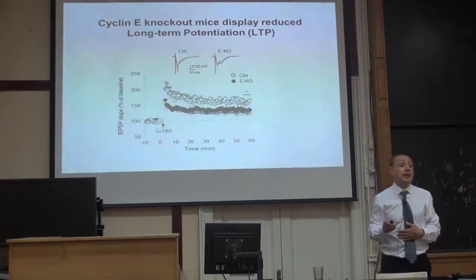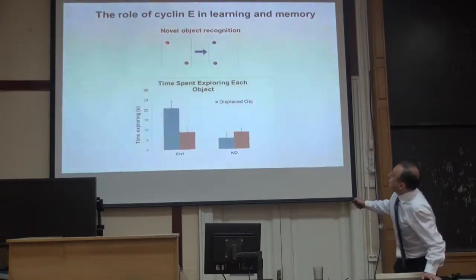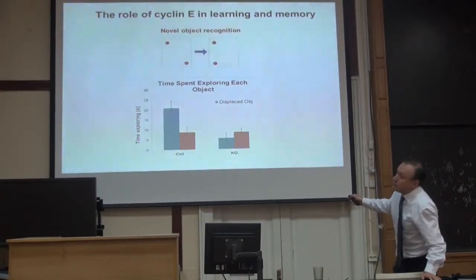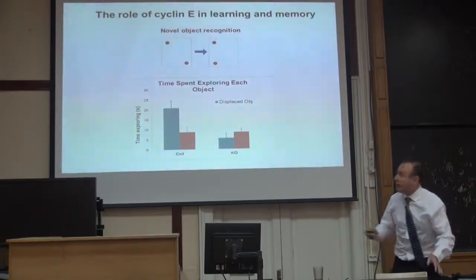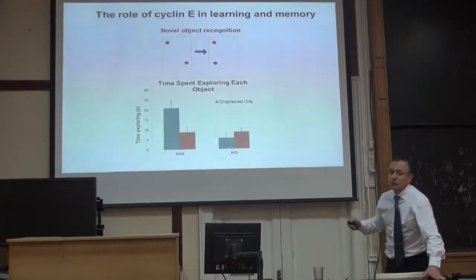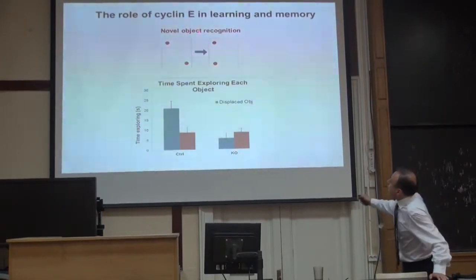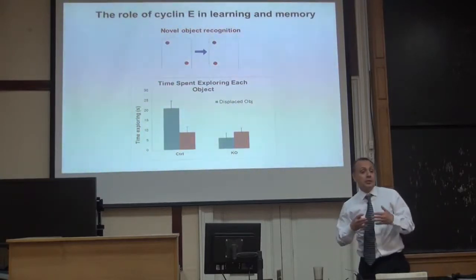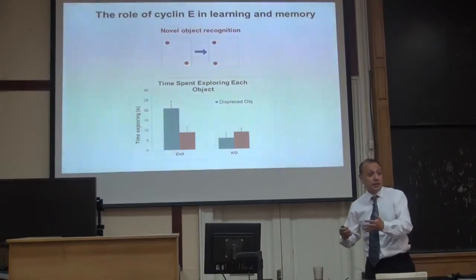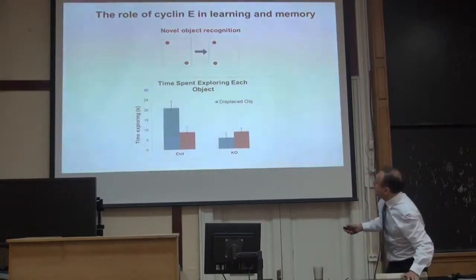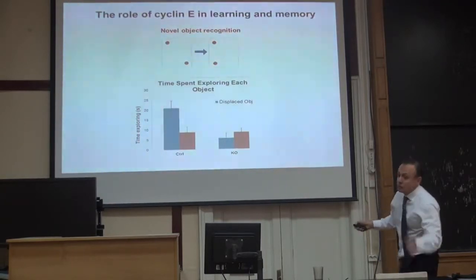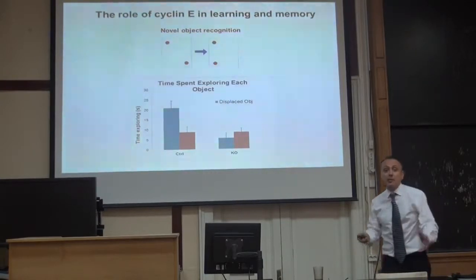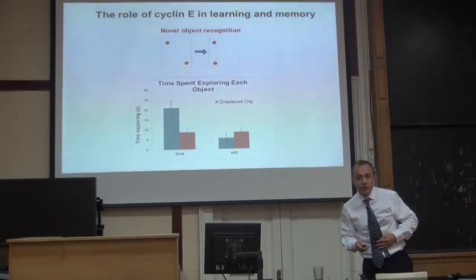We can test the memory more directly, and this is done here. In this test, we put two different objects into the cage, and then we let the mice explore those objects, and then we come and we move this object here. So we do it like this, and now we measure the time that the mouse spends running around this object versus this object. A control mouse will spend less time with the old object and more time with the displaced object, because this is something new. So the mouse remembers that this thing was in a different place, and now the mouse is exploring this one. But the knockout mouse, this brain-specific knockout, spends exactly the same time with the old versus the new one, because they don't remember where it was.